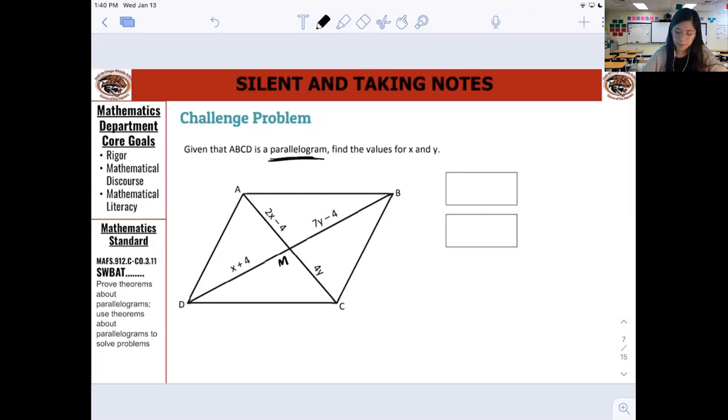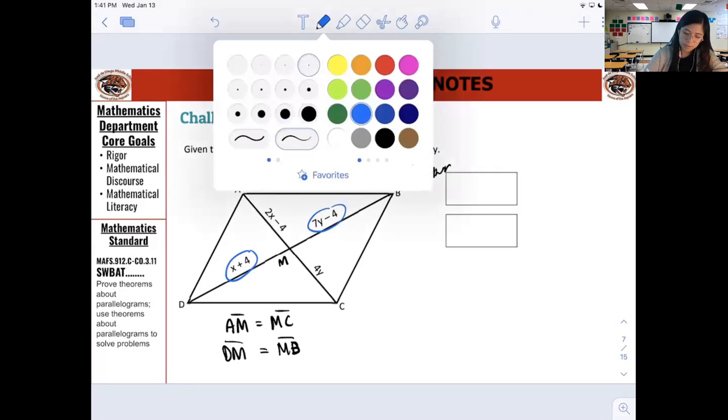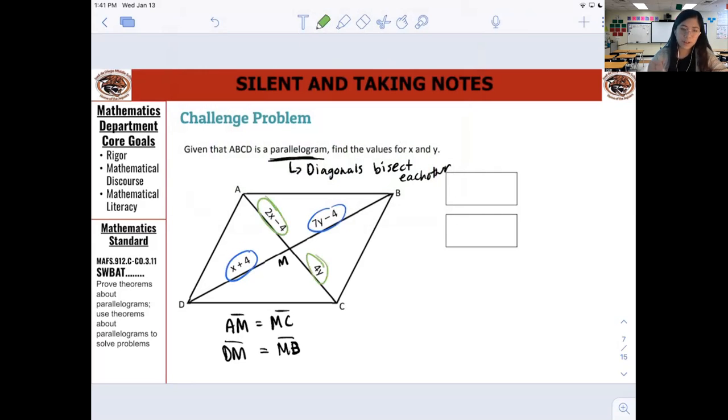There it is. So Perla said it. We know that the diagonals bisect each other. So in this case, I know that AM has to equal MC and DM has to equal MB. Diagonals bisect each other. So these two are equal, and then these two are equal. So let's set up our equations.